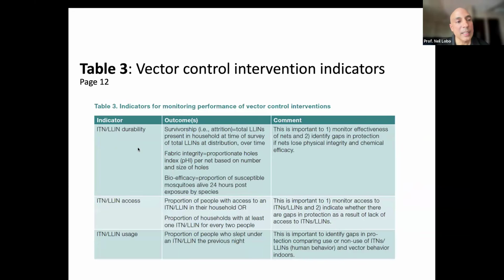When you want to evaluate an intervention, see Table 3 on page 12. If you go through this, it can tell you, for example, how long bed nets function, their durability, and why it's important. All this is outlined in these tables, which of course we do not have time to go through, but it's in there. Based on your question and the indicators you select, you can read through this and understand them comprehensively.